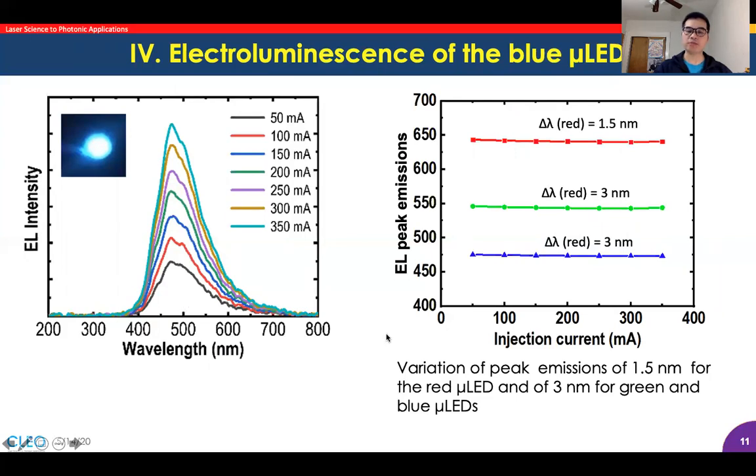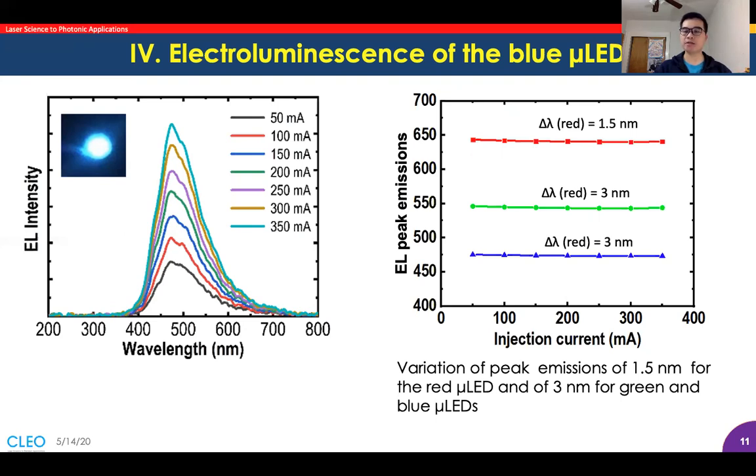When we plot emission peaks as a function of injection current, we can see here the variation of the red micro LEDs is around 1.5 nanometers, and for green and blue micro LEDs, the peak variation is around 3 nanometers. So the stability of this emission under injection current makes these red, blue, and green micro LEDs very suitable for micro display application.